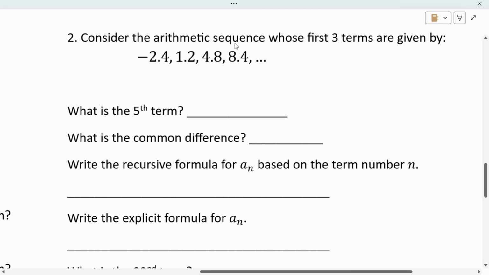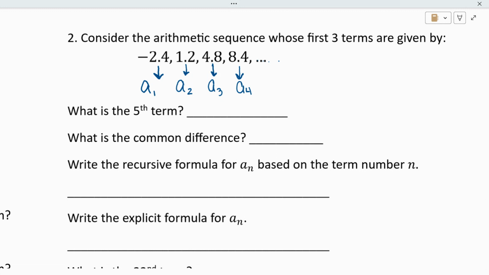The numbers in my sequence are negative 2, 4. What term number is this? It's a sub 1, the first term. What term number is this? A sub 2. Good job. What term number is this? And the last one in our sequence is what? Do you guys see this dot, dot, dot? What does that mean? Yeah, that pattern is just going to keep going and going and going, right?